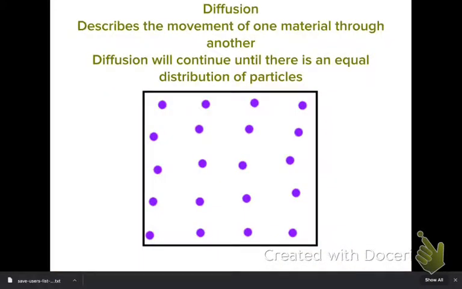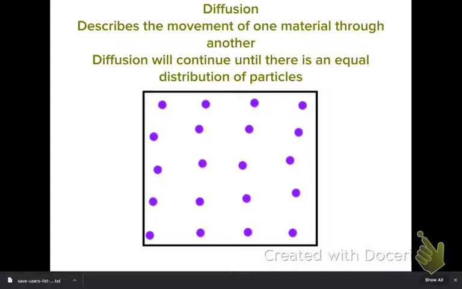And we're going to go on to diffusion. What diffusion describes is the movement of one material through another. So we're talking about fluids. And when people think fluid, sometimes they think it's got to be a liquid. Well, it's not. Fluids can be gases or they can be liquids. And so only gases or liquids are able to diffuse because they can move around each other. So a solid is not going to diffuse through another solid because those particles are in a fixed position.